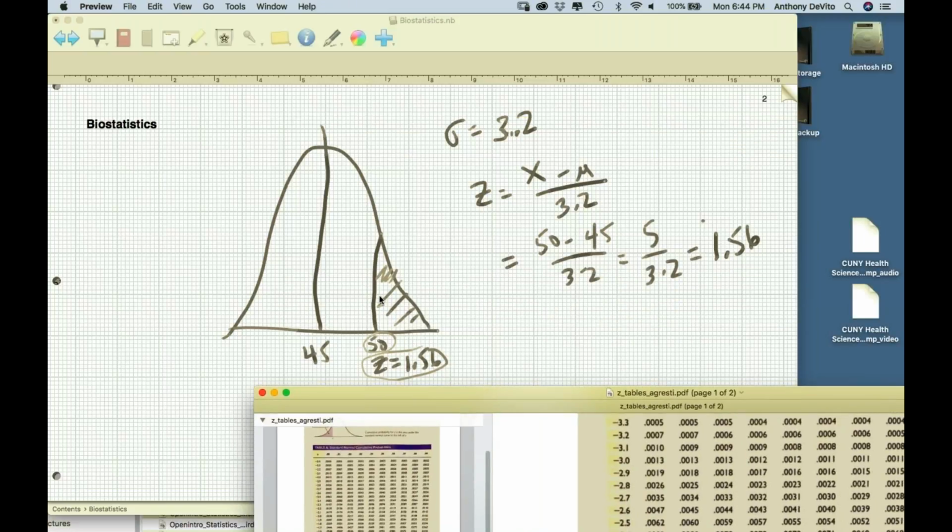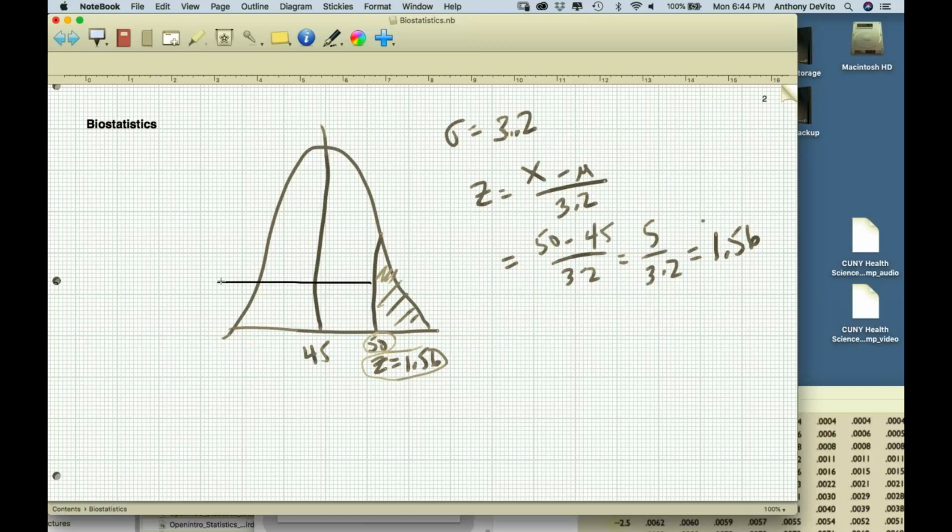Because what I'm about to do is find the area using my table, find the area for a z-score of plus 1.56, which represents the area from here to the right, right? And then subtract it from 1. Anybody want to suggest a quicker way of doing it?